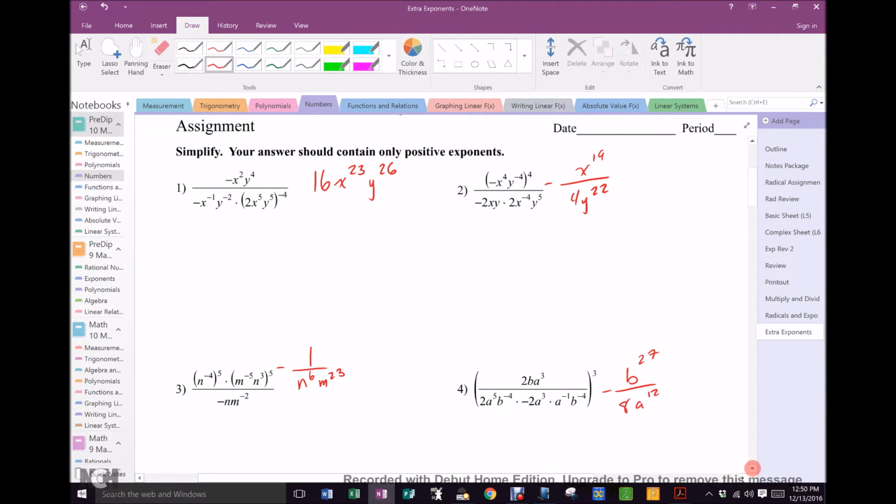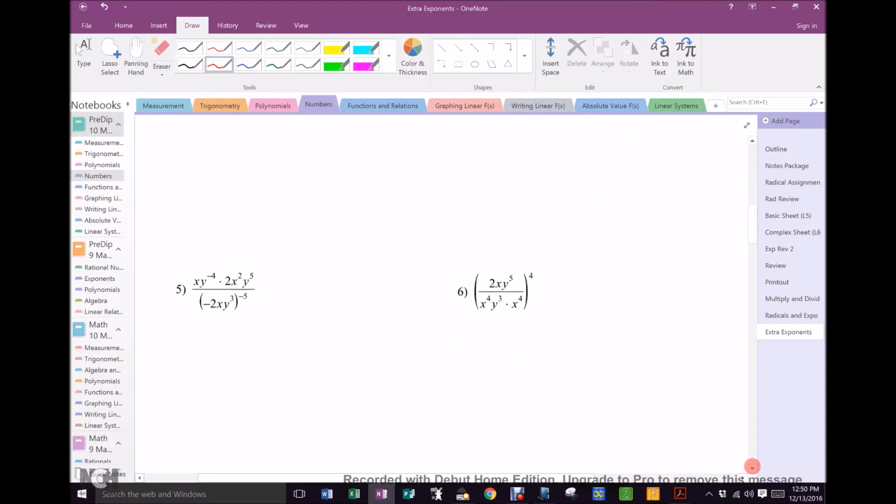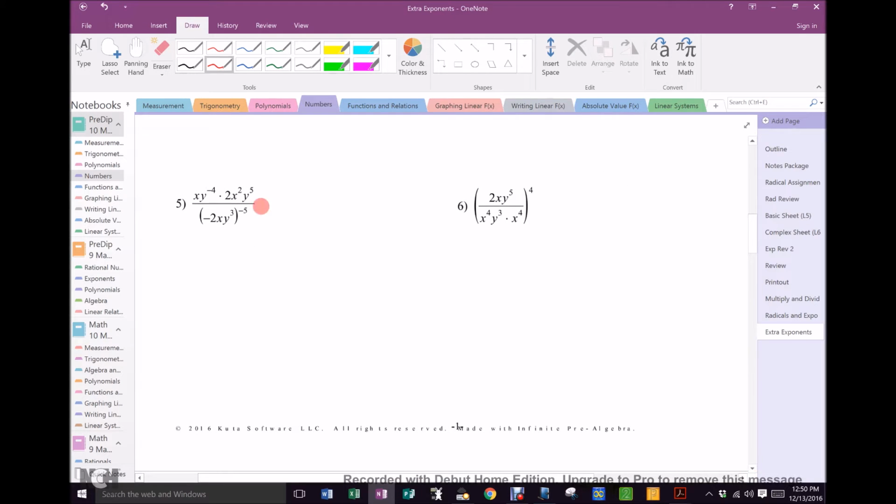Keep going. I'm going to go back and go over all of them in a minute, and I'm recording this. Number 5 is negative 64 x to the 8th, y to the 16th. Number 6 is 16 y to the 8th over x to the 28th.